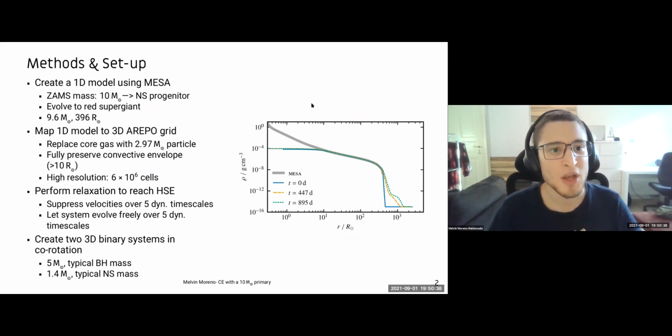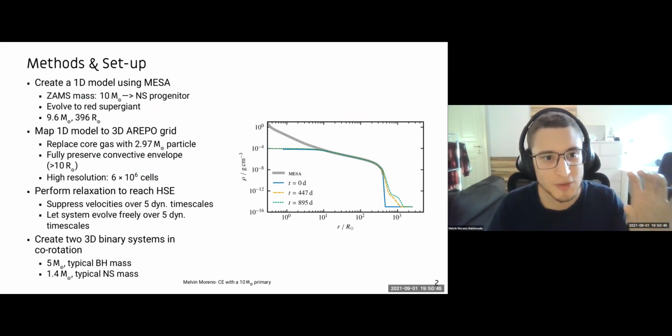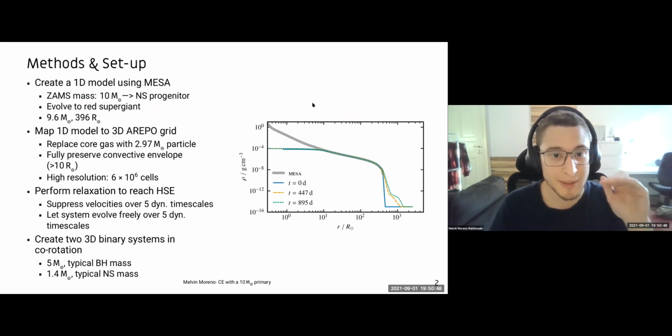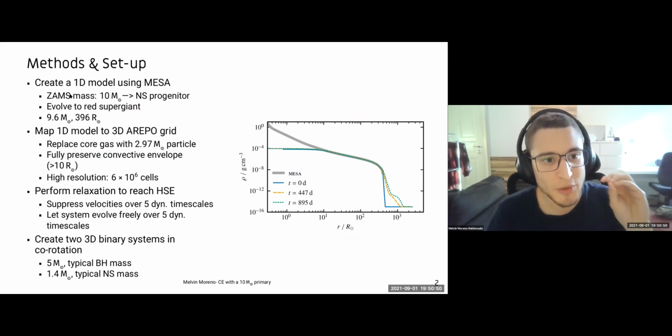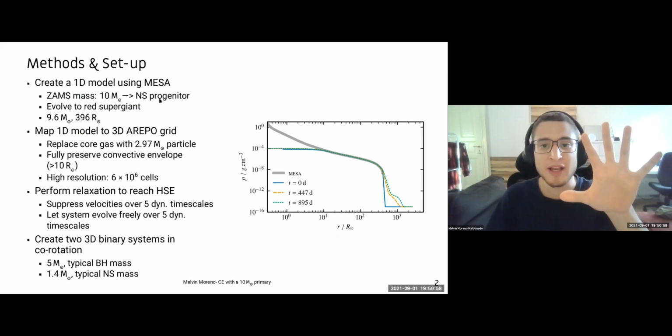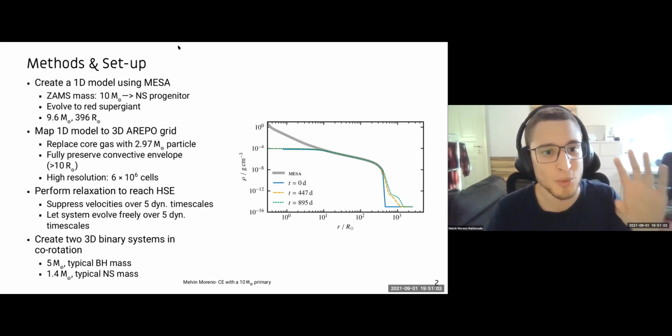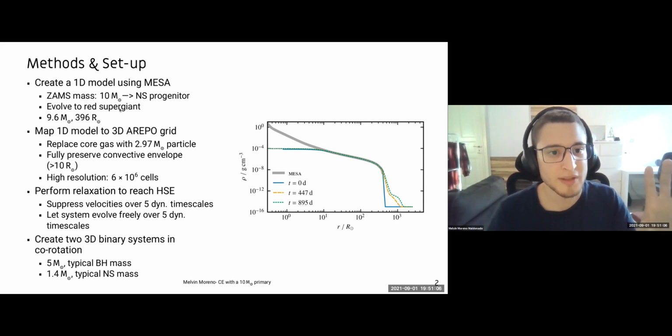To do that, I'm going to run a 3D hydrodynamical simulation in AREPO. The way that we set it up has 4 steps. First, we create a one-dimensional model using MESA. We choose a zero-age main sequence star of 10 solar masses because this will lead to a neutron star progenitor. We will have this neutron star progenitor as our primary, and then we will have a black hole companion or a neutron star companion for the binary systems. We evolve it until it is a red supergiant, and we reach a model which has 9.6 solar masses and 396 solar radii.